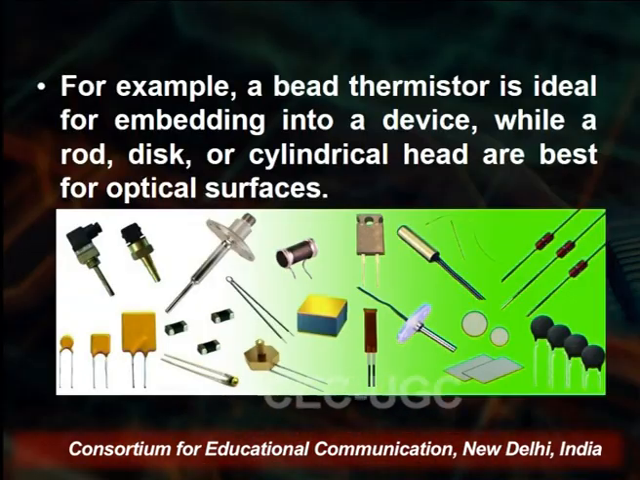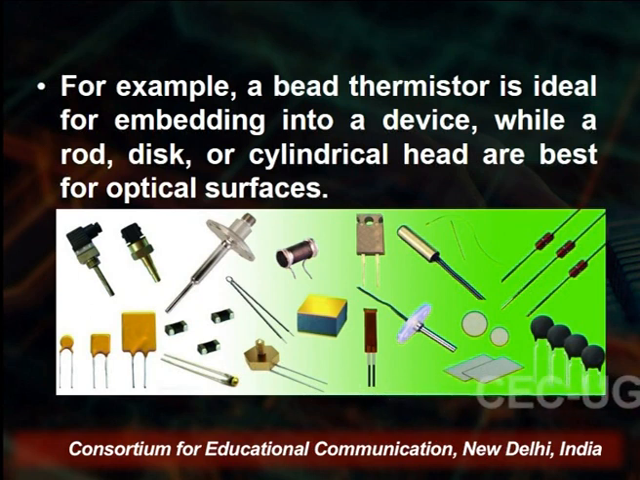As there is a lead connection on both points, they can be encapsulated in epoxy resin or glass, moreover baked on a phenolic or painted. And the best shape often depends on the material being monitored, such as solid, liquid or gas, and as per the requirement. For example, a bead thermistor is ideal for embedding into a device, while rod, disc, and cylindrical heads are best for optical surfaces.